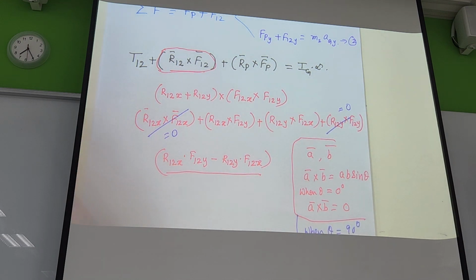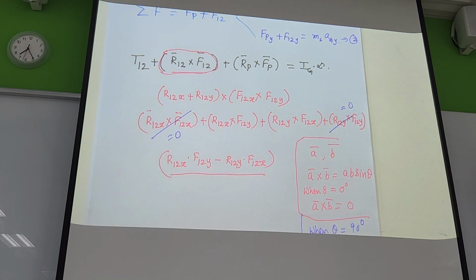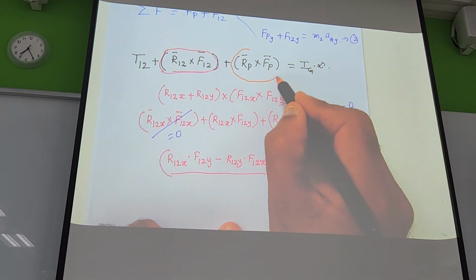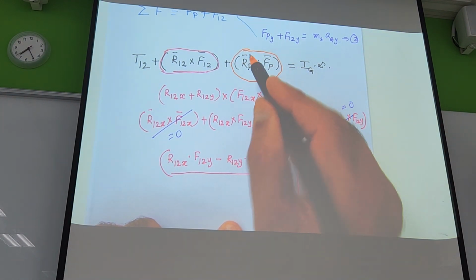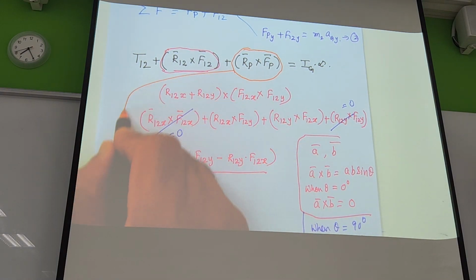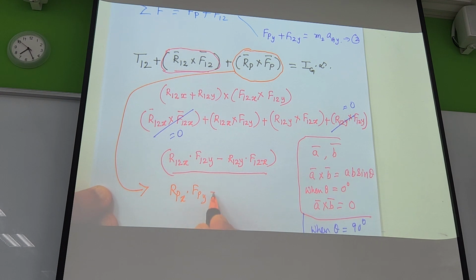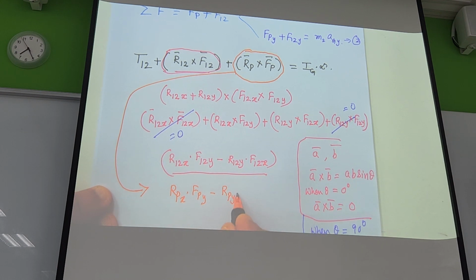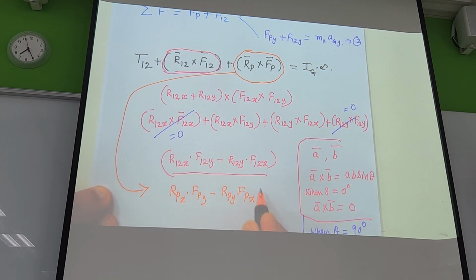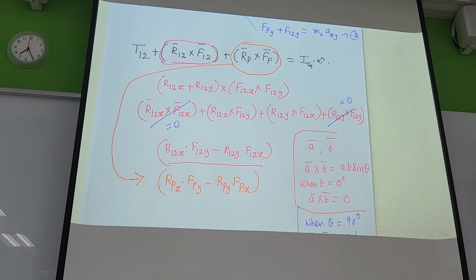Next, similarly, we do RP bar cross FP bar. We can write this as RPx into FPy minus RPy into FPx. So basically we are writing the vector equation and converting it to a scalar equation.